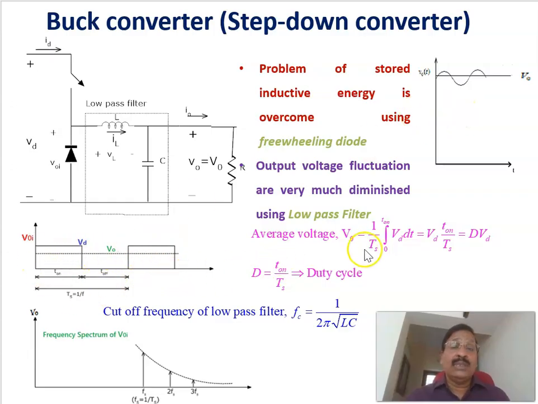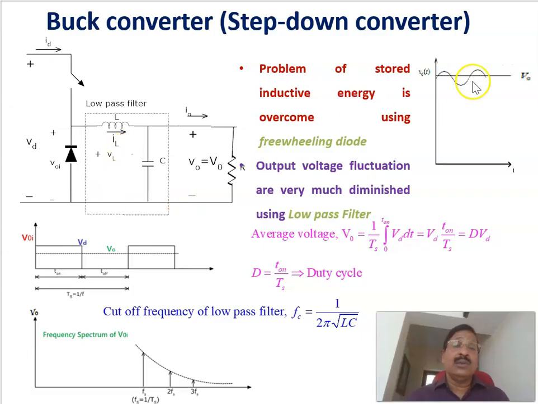The average value of the voltage is given by V0, the average voltage, which can be calculated as 1 by the switching period Ts times the integral from 0 to Ton of Vd dt, which equals Vd times Ton by Ts, or D times Vd. D is called the duty cycle, the ratio of the on period to the total time period. By changing the duty ratio, we can vary the average output voltage available across the load. That is the basic concept of the relation between output voltage and input voltage of a buck converter.